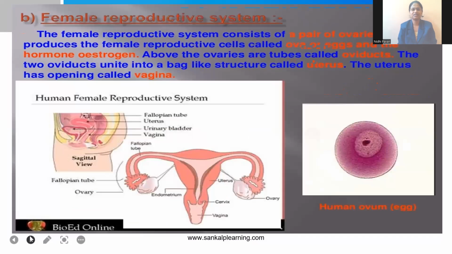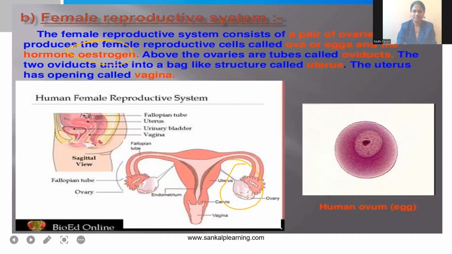Next, we have the female reproductive system. In the female reproductive system, the reproductive part is separate from the excretory part, but in the male, it is the same. The female reproductive system consists of a pair of ovaries, as you can see here. The ovaries produce the female reproductive cell, which is called the ova or egg, and they also produce a hormone called estrogen.